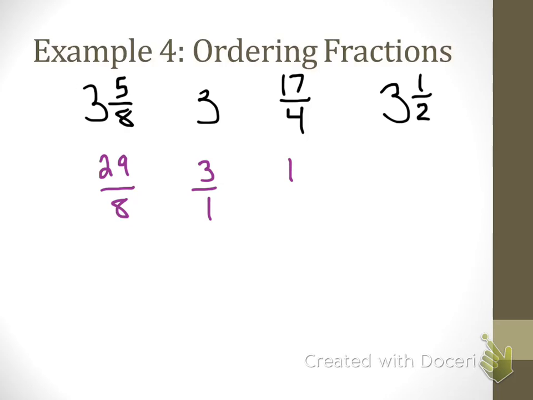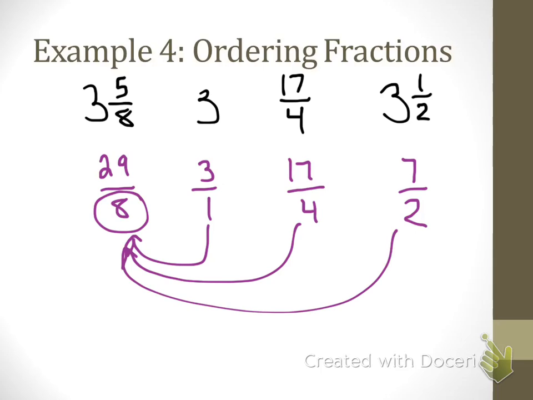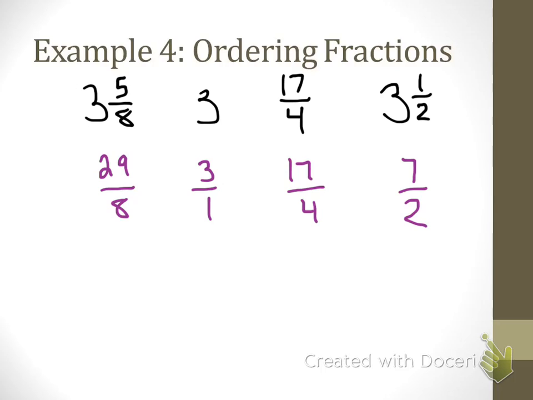17 over 4 stays the same. And 3 1/2 becomes 7 over 2. Now can I compare them? No, because I don't have the same denominator. So what number am I going to start with to compare them? 8. I'm going to start with 8 because that's my biggest denominator. Does 1 go into 8? Yes. Does 4 go into 8? Yes. Does 2 go into 8? Yes. So 8 is my LCD. You don't have to draw all those arrows, but that's just what you're doing mentally.